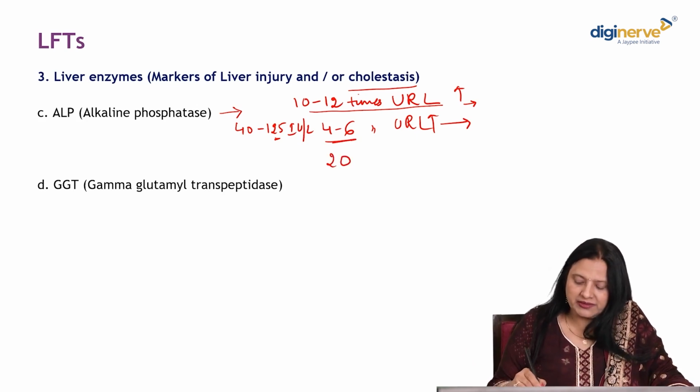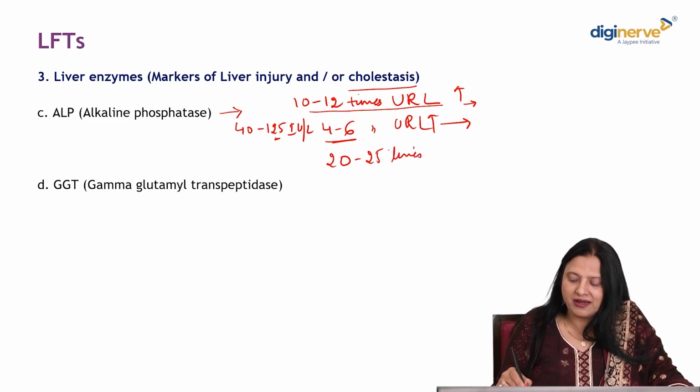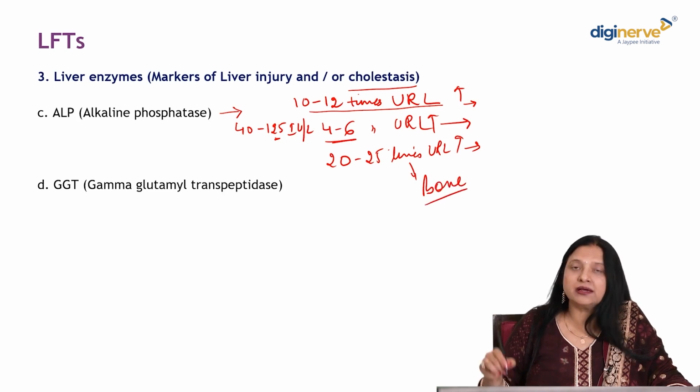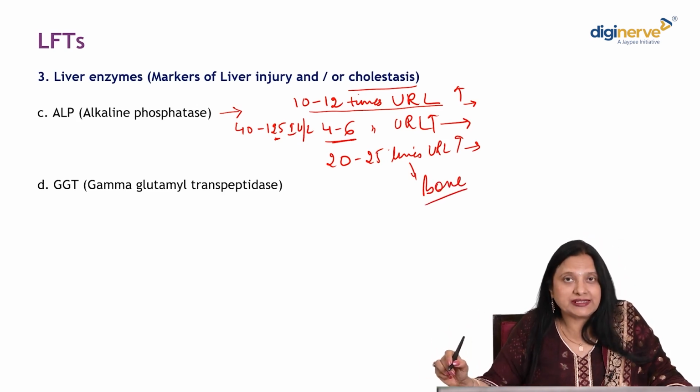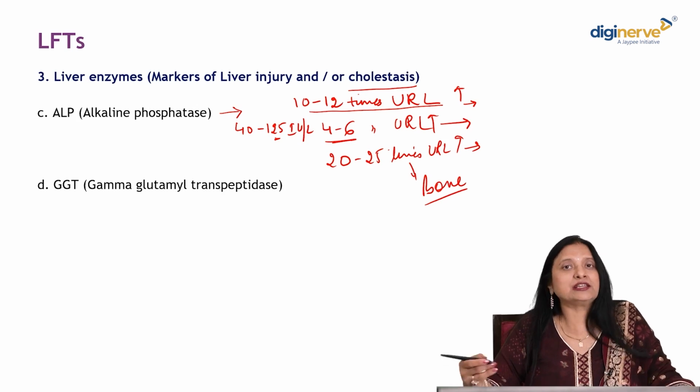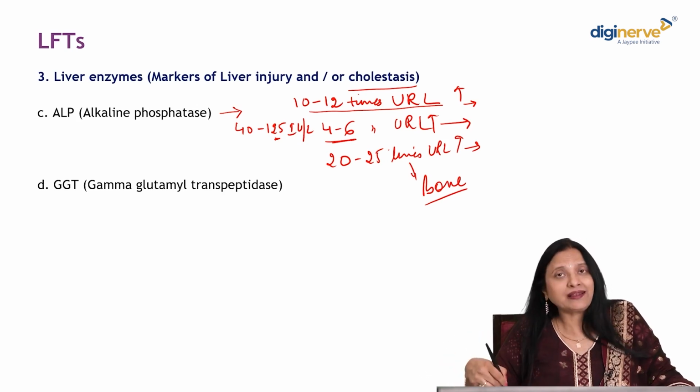Then sometimes if you see a 20 to 25 times increase over the upper reference limit, in all likelihood the ALP is coming from bone, because of some bone disease. What kind of diseases? There could be an osteoblastoma, Paget's disease or rickets. So then this is coming from bone.